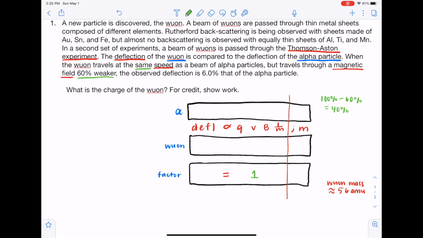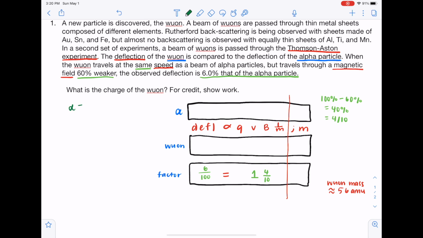So if it's 40%, that means that to get from the alpha particle to the muon, you're actually going to multiply by 4/10. So then lastly, we see that the observed deflection is 6% of that of the alpha particle. So 6% of the alpha particle, that just means you have to multiply by 6%. So the factor in this case will be 6/100. So notice that these two percents are difficult to put into the factor line. So when dealing with percents, you want to make sure that you're taking the time to read what the problem is asking and understand how the percent is being used. In these cases, the two percents are used differently.